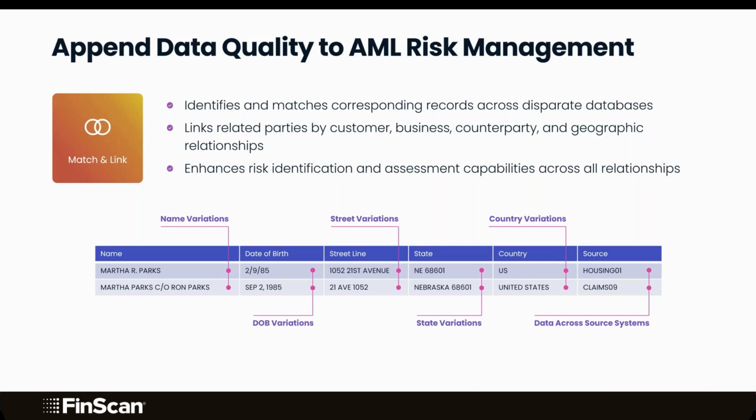Being able to match and link those records together gives you an automatic way to identify relationships, duplications, and so on. And that enhances risk identification.